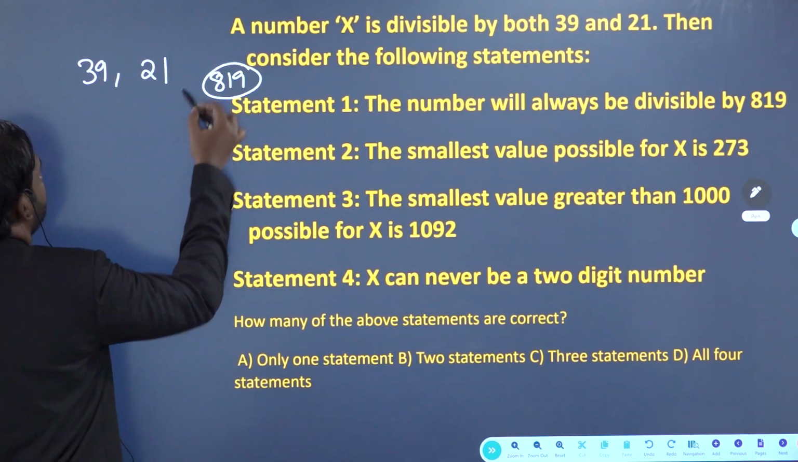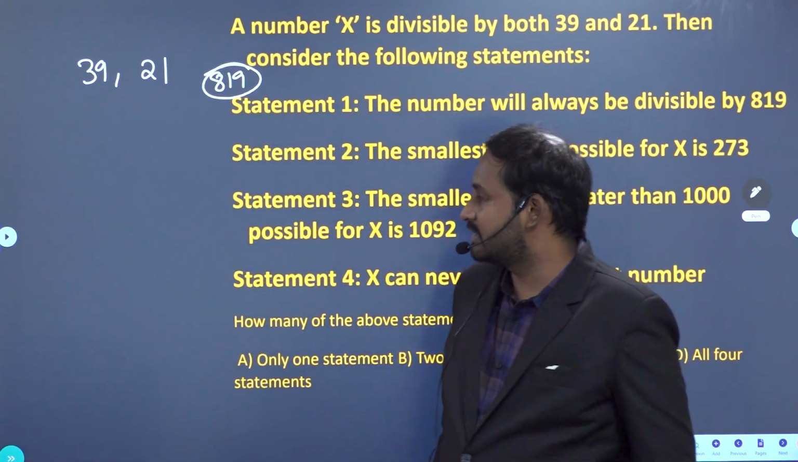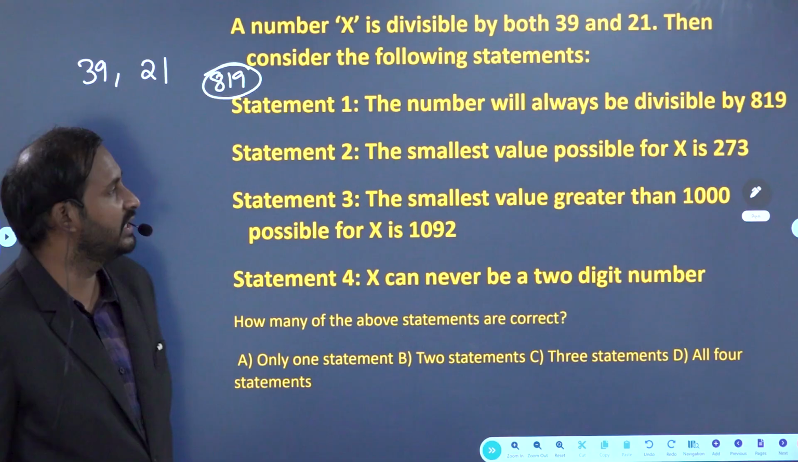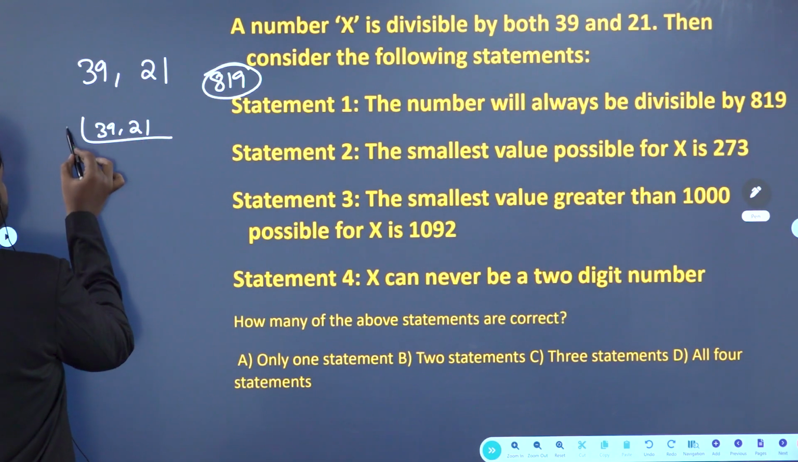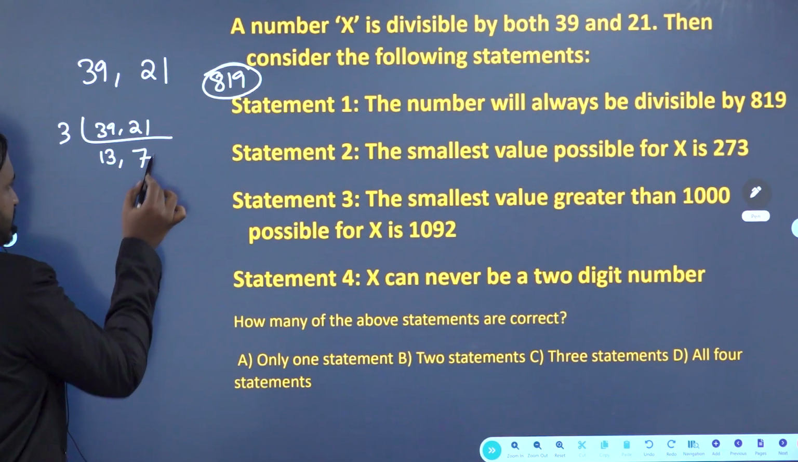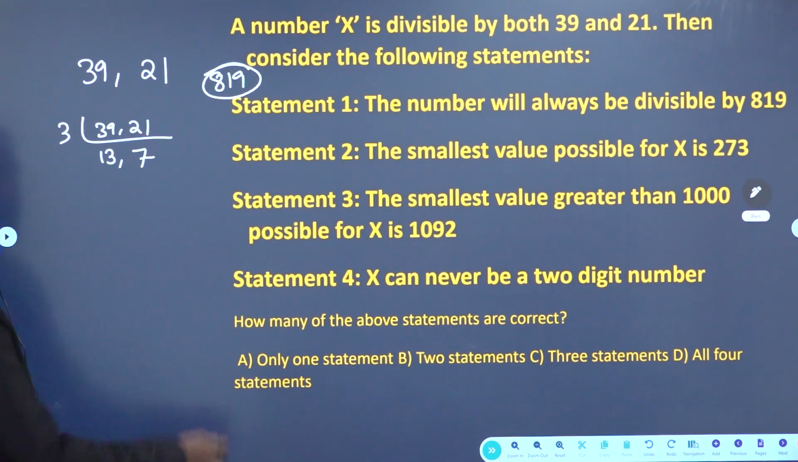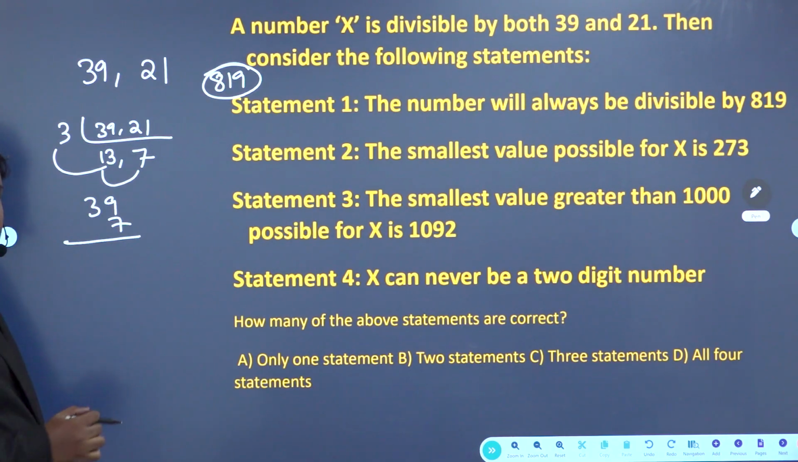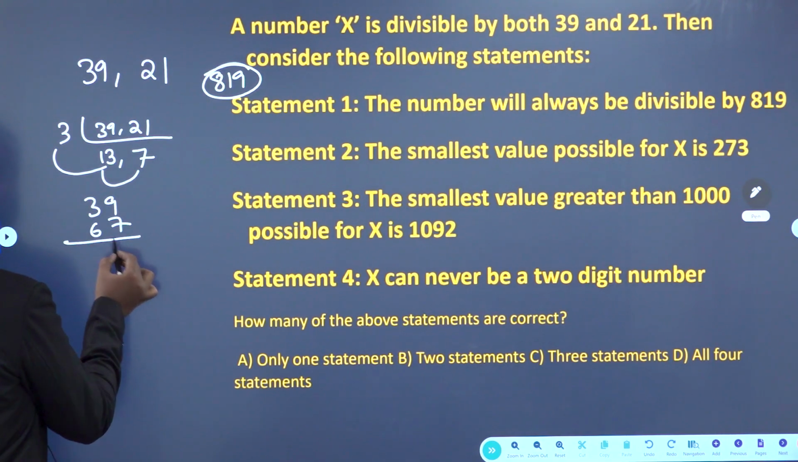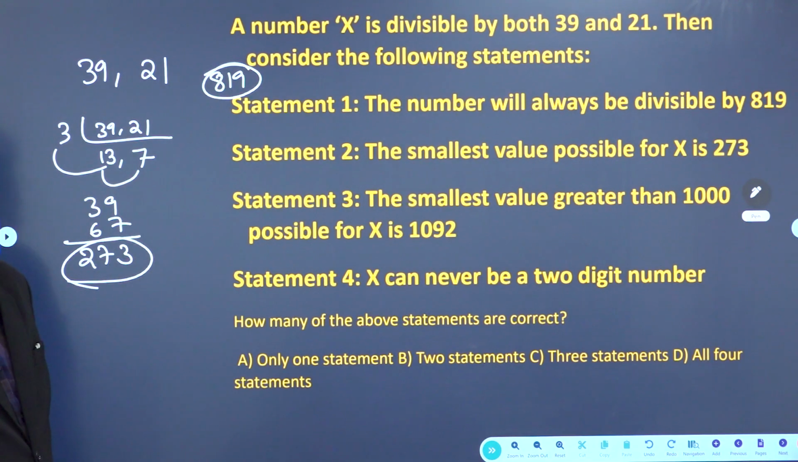See, if a number is divisible by both 39 and 21, usually how will we find those numbers? By taking the LCM of 39 and 21. What will be the answer? 39 and 21: 3 13s, 3 7s. The first number which is divisible by both 39 and 21 is 39 7s. 7 9s are 63, so 273. 273 is the first number which is divisible by both 39 and 21.